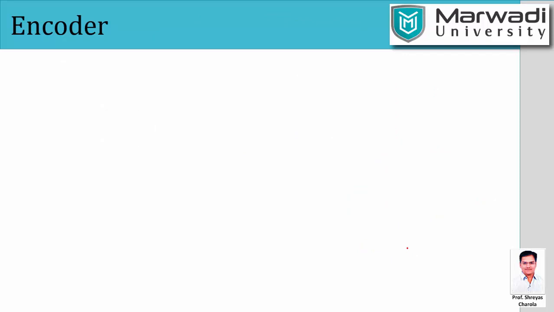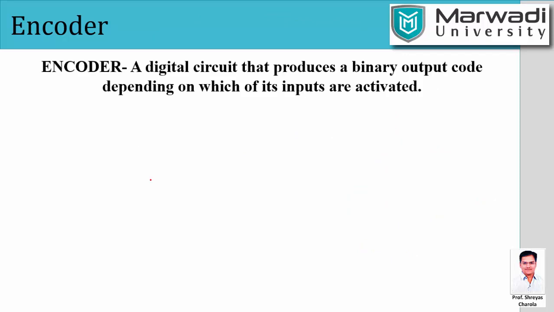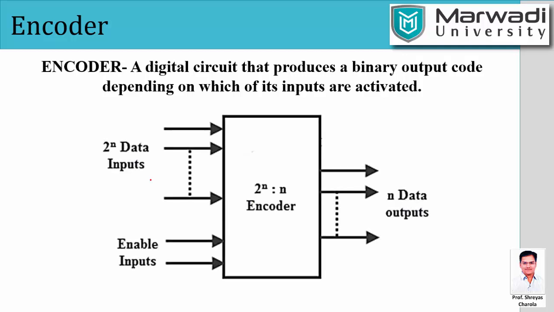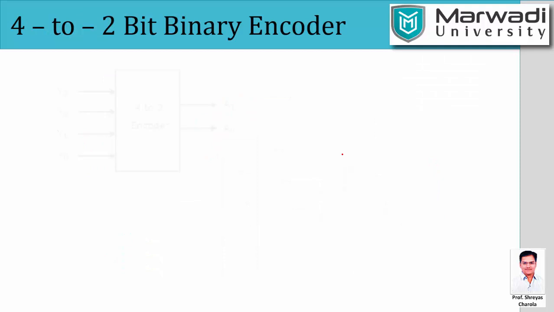Another concept is the encoder. An encoder is a digital circuit that produces a binary output code depending on which of its inputs are activated. If you look here, there are 2 raised to n inputs and n outputs. Here, these are the enable inputs. That means if this block is not enabled, data will not be forwarded from input to output.